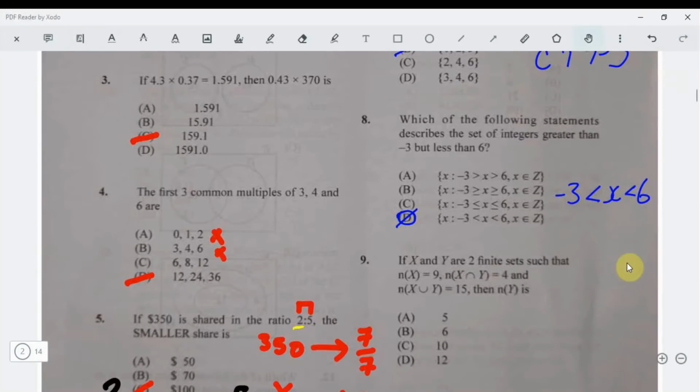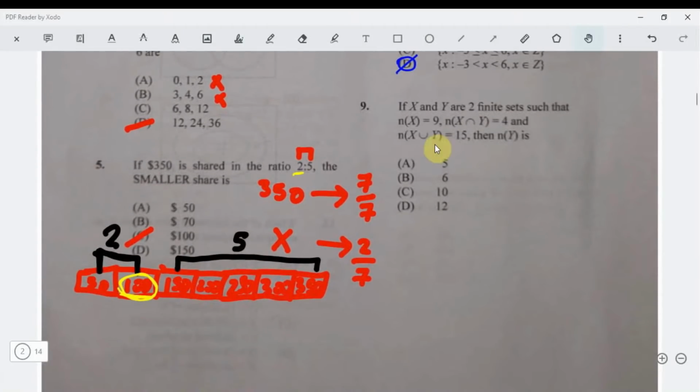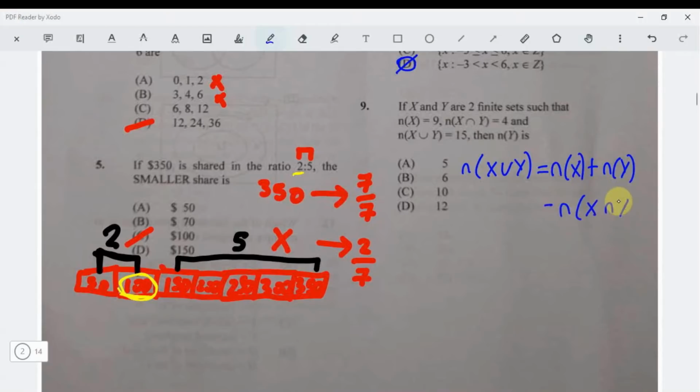Question 9. Question 9 says if X and Y are two finite sets such that the number of elements in set X is 9 and the number of elements in the intersection of X and Y is 4 and the number of elements in X union Y is 15, then the number of elements in Y is, there's a formula to remember here. Always remember the number of X union Y is equal to the number of elements in X plus the number of elements in Y minus the number of elements in X intersect Y.